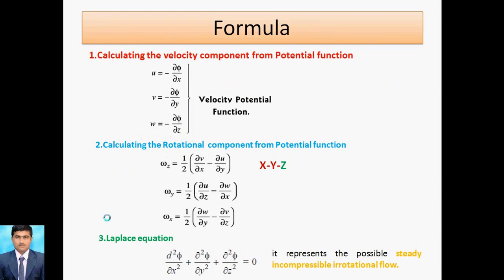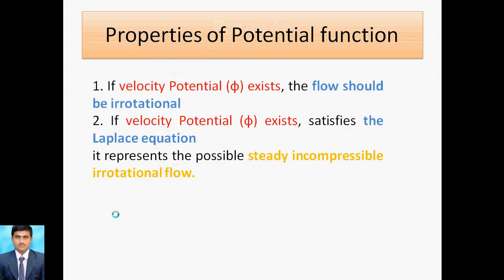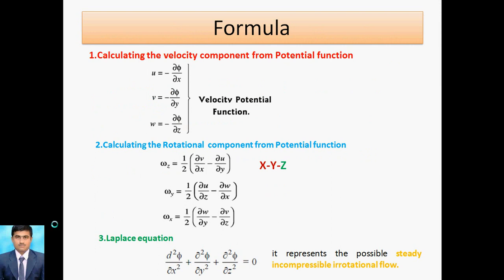For calculation of velocity components from potential functions, we know that u is equal to minus ∂φ/∂x, v is equal to minus ∂φ/∂y, and w is equal to minus ∂φ/∂z. So here are the rotational members ωz, ωy, ωx. What is the value for ωz? x is first and y is second, so diagonally we can write u for x and v for y. That is your components.